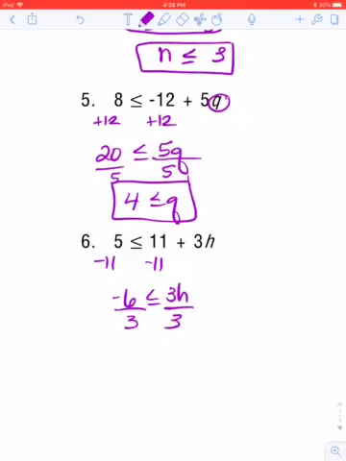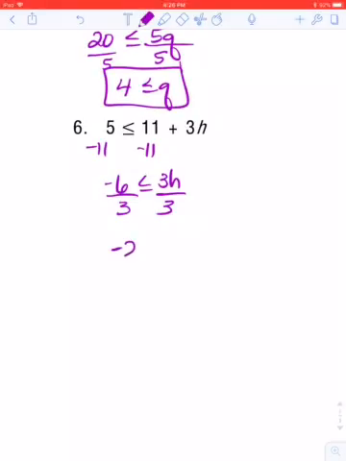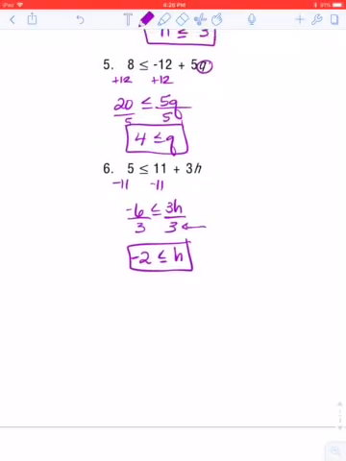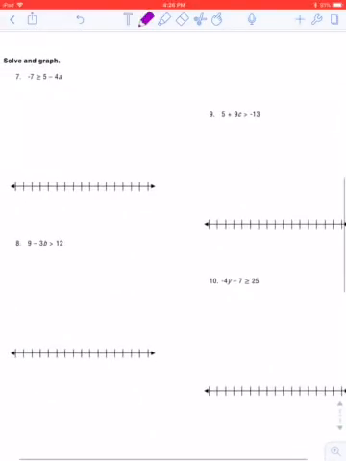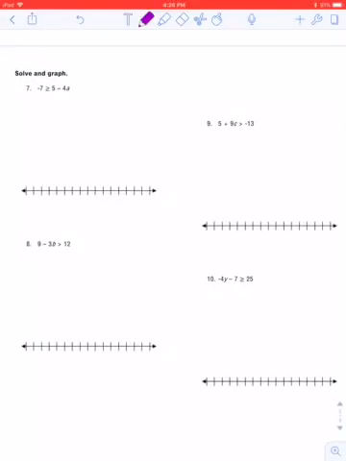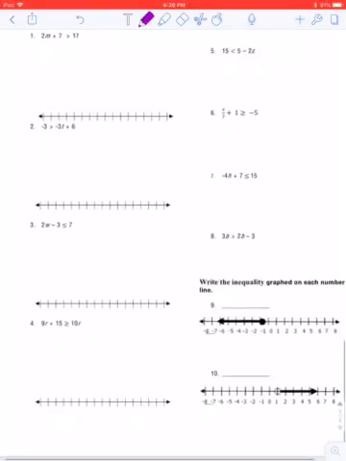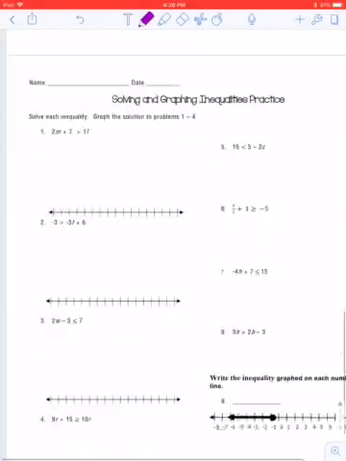Divide by the coefficient. Not going to flip my sign here because what I divided by here was not negative. So -2 is less than or equal to h. Okay? All right, there are a few more problems you can practice on here and graph, as well as an entire separate practice page that you're welcome to work through as a review.